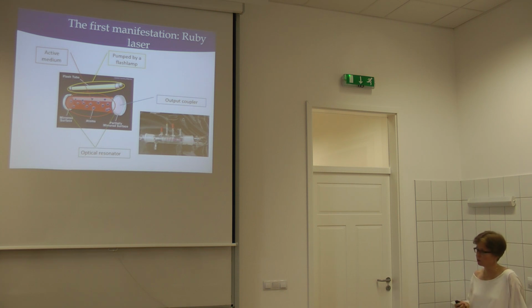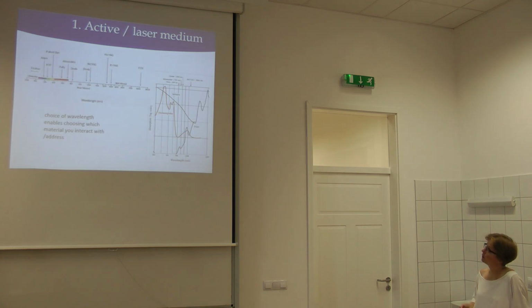Then you see this spiraling glass tube around, and this is a flash tube. This is what produced the population inversion. In this discharge tube, where you connect the voltages, you produce very intense light that pumps the ruby rod in the center to population inversion. So this is how simple a laser can look.